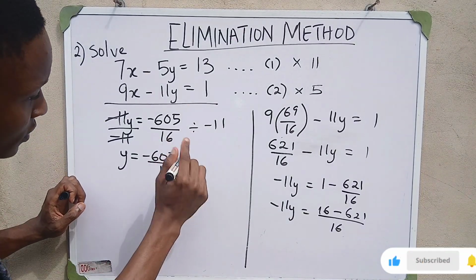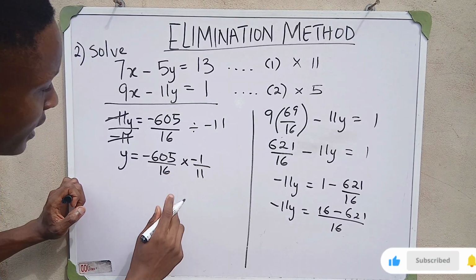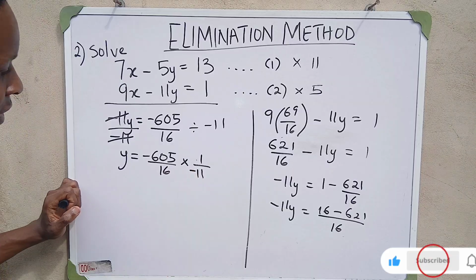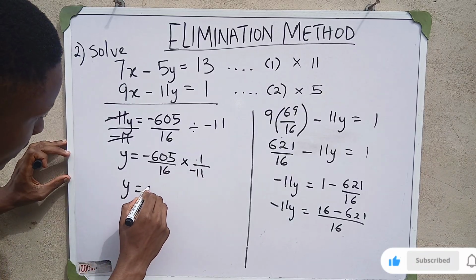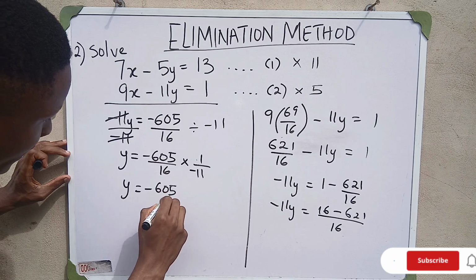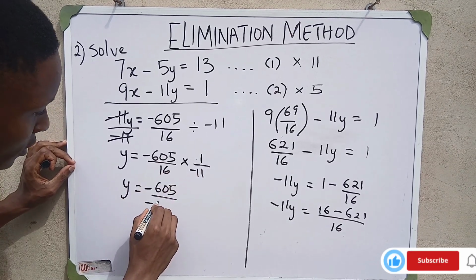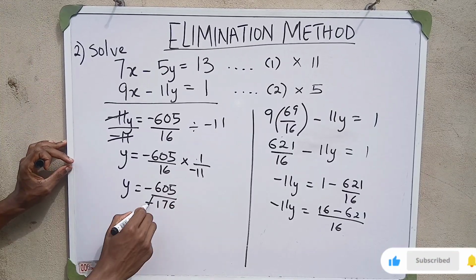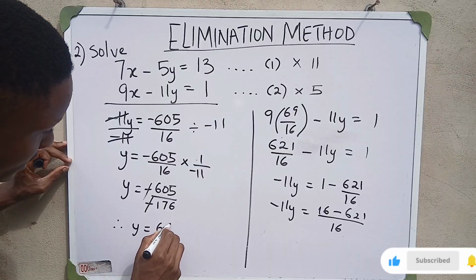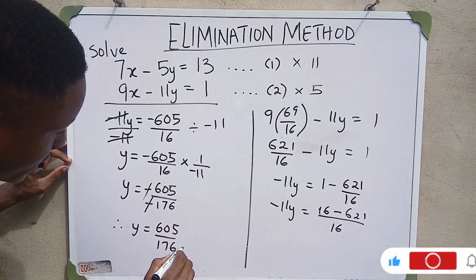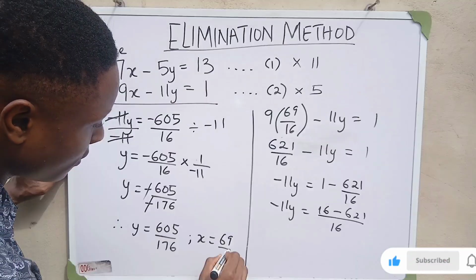So y is equal to minus 605 over 16. Division means we have times 1 over minus 11. So y is minus 605 over 16 times 1 over minus 11, which is minus 176. So this can cancel this. Therefore, y is 605 over 176 and our x is 69 over 16.